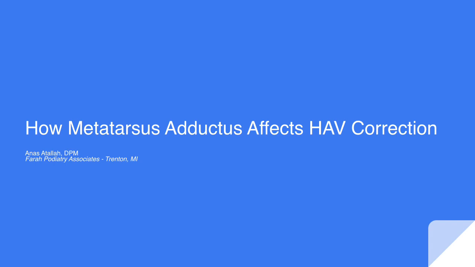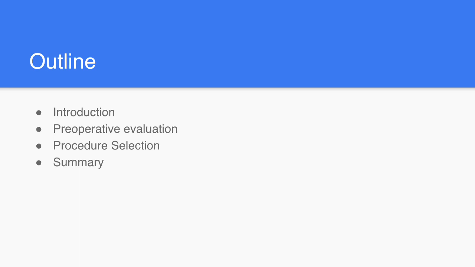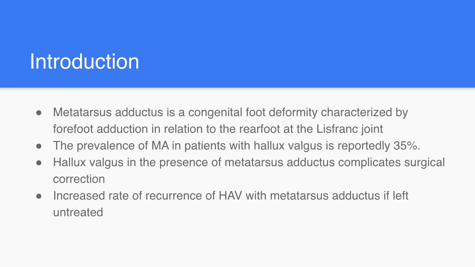Today, I will be discussing how metatarsus adductus affects HAV correction. We'll be going through a little introduction. We'll discuss some things to consider during your preoperative evaluation, of course, procedure selection, and then we'll have a little summary. So, as we all know, metatarsus adductus is a congenital foot deformity characterized by forefoot adduction in relation to the rear foot at the Lisfranc joint.